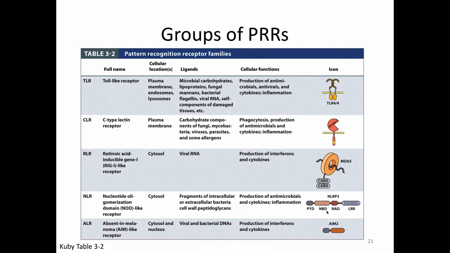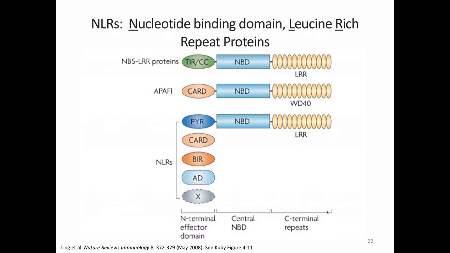So our next group of PRRs are called the NLRs. So remember, TLR was toll-like receptor. CLR was C-type lectin-like receptor. RLR was RIG-I-like receptor. So NLR, right? That's our next thing. NLR stands for nucleotide binding domain leucine-rich repeat proteins. That doesn't go with the like receptor business at all.